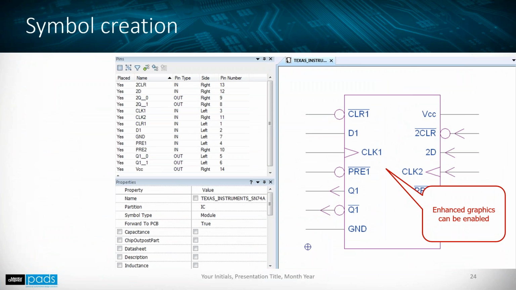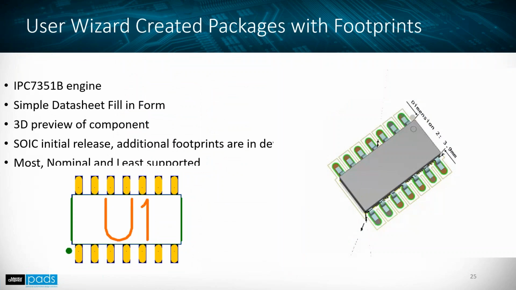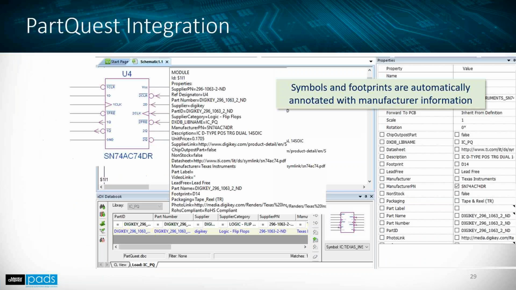All right, so this is the symbol creation, and as you can see, I can bring it into DX Designer in the symbol editor as well once I download this package. Likewise, there is a footprint wizard that allows us to utilize an IPC 7351 compliant engine to automatically create those footprints. So again, if I don't want to go through the request process of having the footprints created, I can utilize a wizard in that process as well.